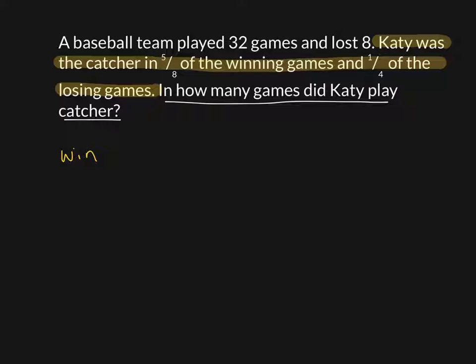As we figured out earlier, if they lost 8, 32 minus 8 is 24. So they played 24 winning games, and Katie was the catcher in 5/8 of those games. So that means in 5/8 of 24, she was the catcher. And as you recall, 5/8 of 24 is the same as 5/8 times 24.